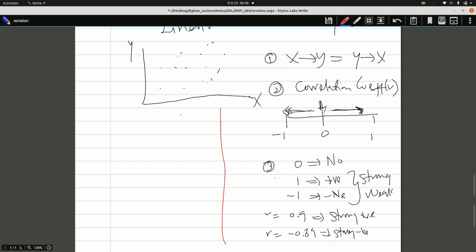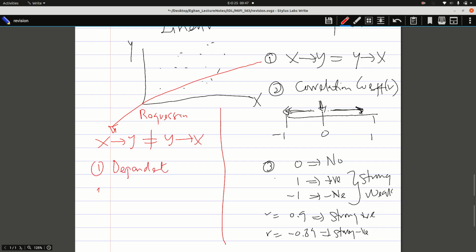For regression, I can't commit this crime. Find the regression between x and y is not the same as find the regression between y and then x. This is because under regression, I need to specify which one is my dependent variable and which one is my independent variable. My dependent variable becomes the effect, and then the independent is the cause. It means one causes the other.